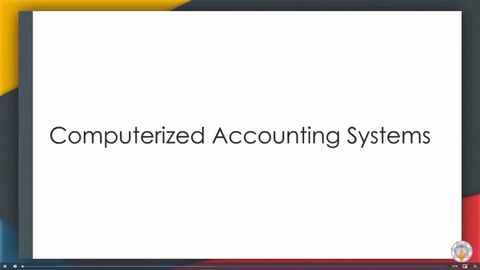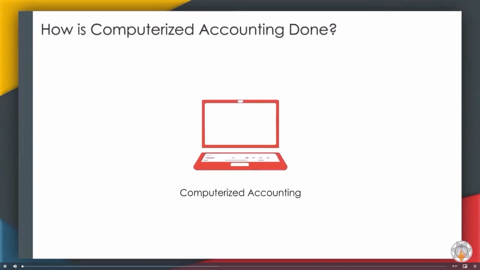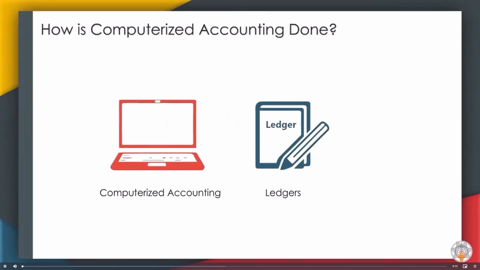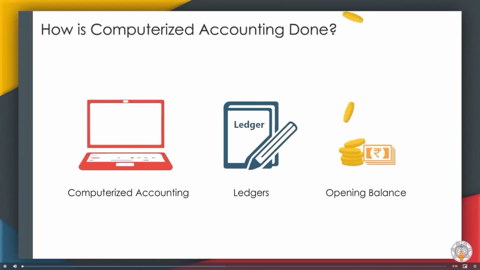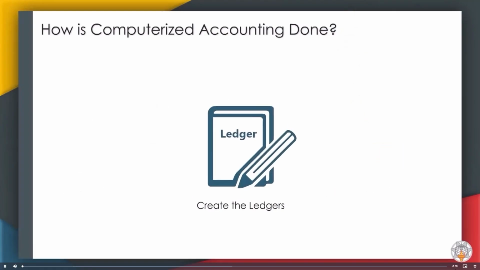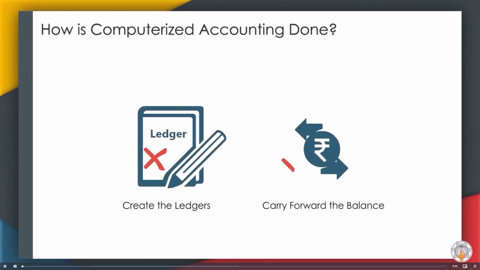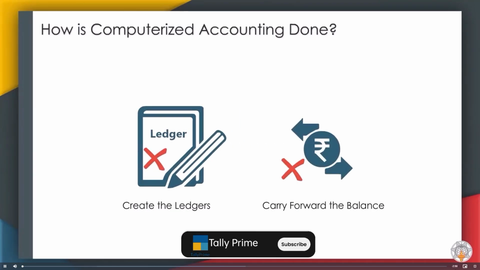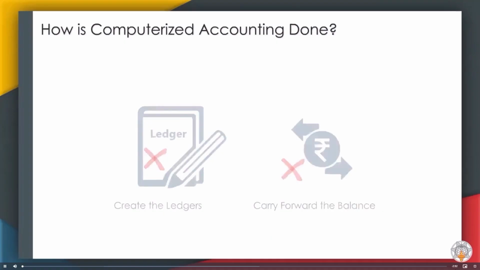Computerized accounting systems. In a computerized accounting system, you need to create all the ledgers and enter opening balances only once in the beginning. In subsequent years, you do not need to create the ledgers again or carry forward the balance of the previous year as opening balances of the next year. This activity is automatically done by the software.